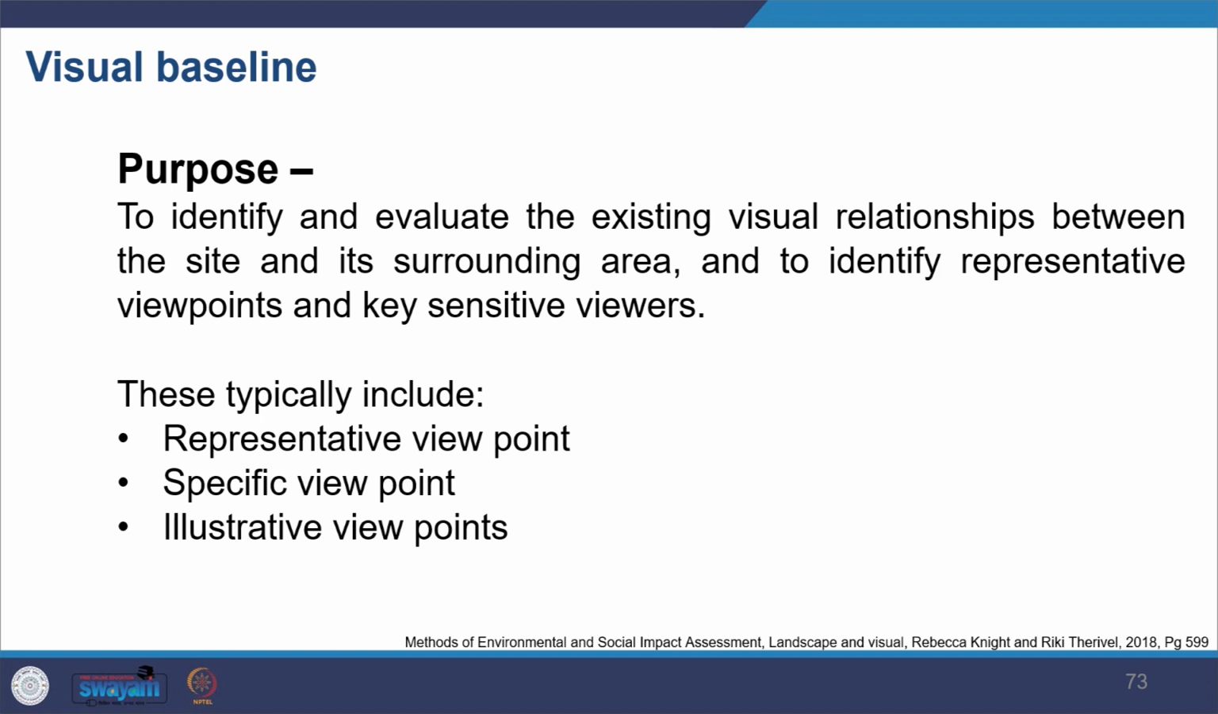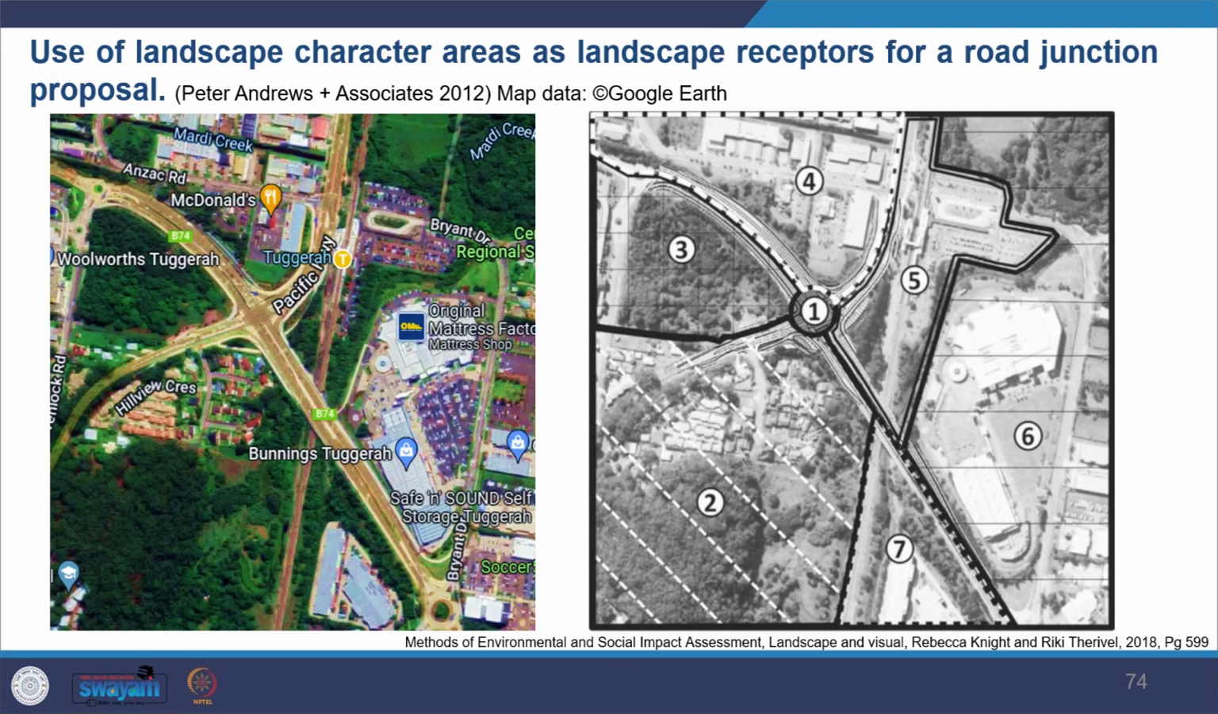These spaces might include representative viewpoints, where you have visual receptors that you identify. Then you can have specific viewpoints. Then you will also have illustrated viewpoints, where you might have restricted areas, but you might illustrate how possible views could be. So you can look at certain examples here about various landscapes.